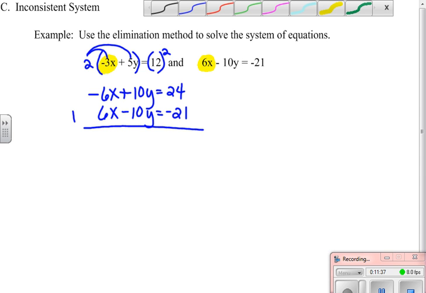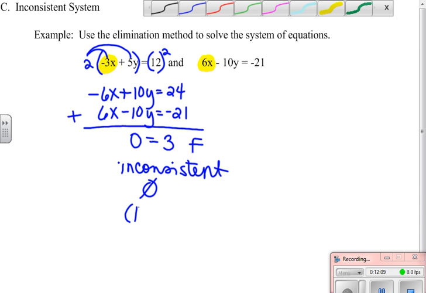Negative 6x plus 6x is 0. 10y plus negative 10y is also 0, is equal to 3. And last time I checked, 0 can never equal 3. This is a false statement, which means that this is an inconsistent system. Inconsistent. It means there's no solution because these are parallel lines.